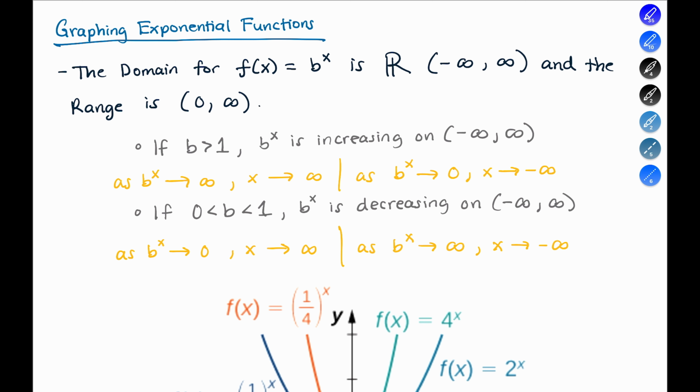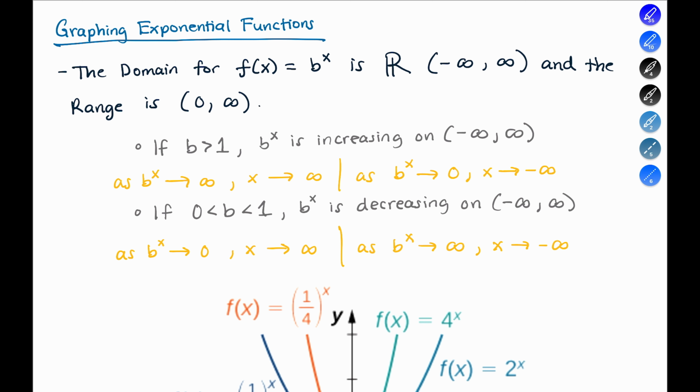And for this one, it says if b is in between 0 and 1, then b to the power of x is decreasing on negative infinity to infinity. So it says as b to the power of x is greater than 0, as b to the power of x approaches 0, then x approaches infinity, and as b to the power of x approaches infinity, x approaches negative infinity.